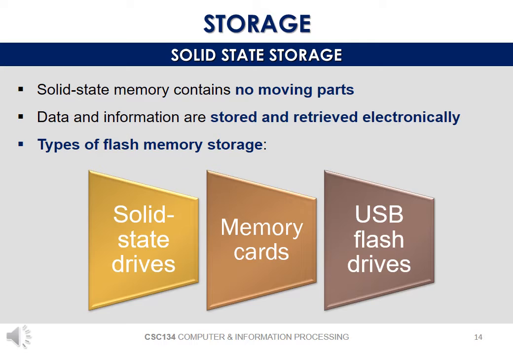Solid state storage. Solid state memory contains no moving parts. Data and information are stored and retrieved electronically. Types of flash memory storage: first is solid state drive, memory cards, and USB flash drive.